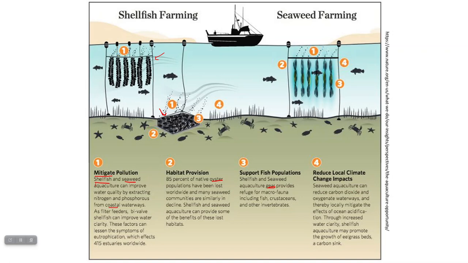And for example, if you increase water clarity because you've got some shellfish filtering, then you can have some producers move back in, which can then help the local ecosystem recover because they're the base of the food chain, because now the water is clear enough for photosynthesis.